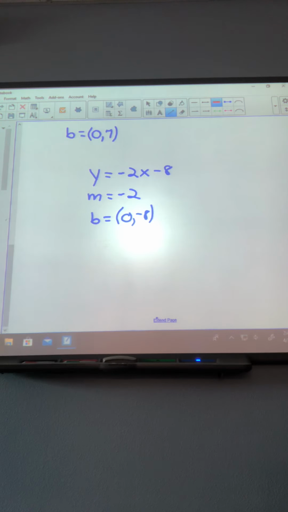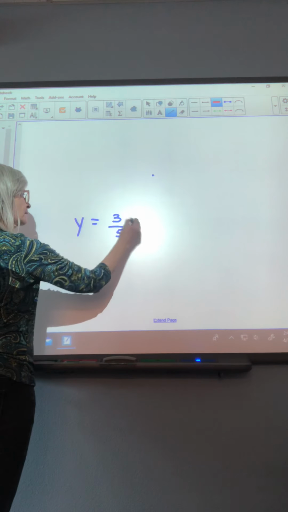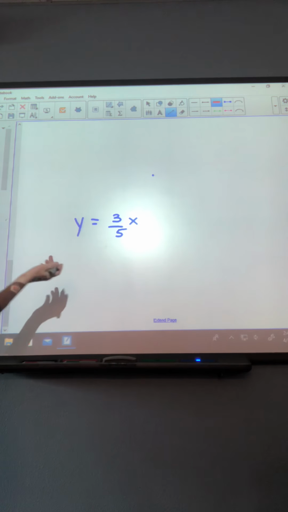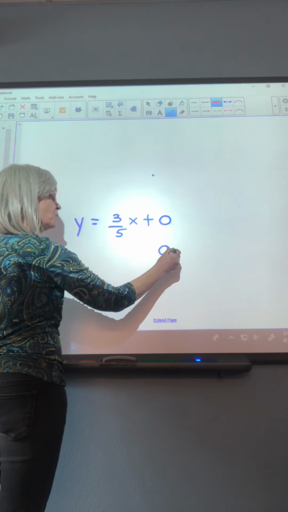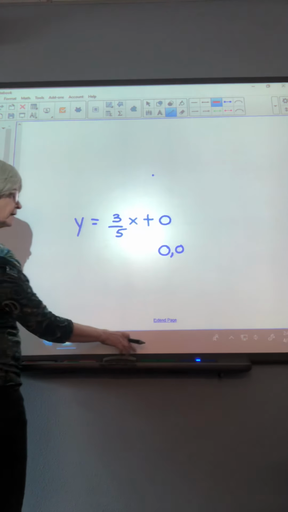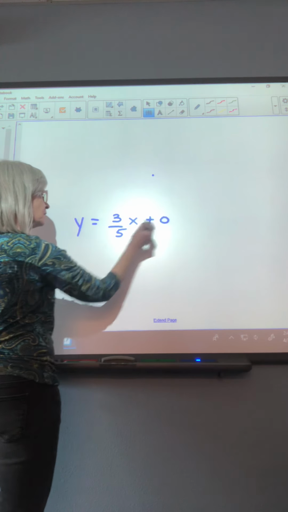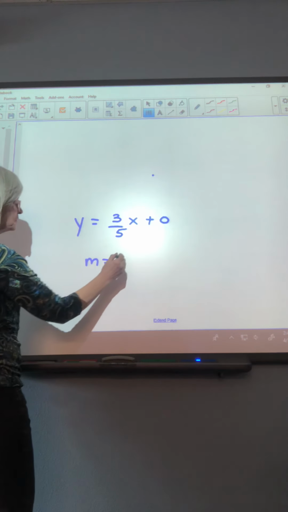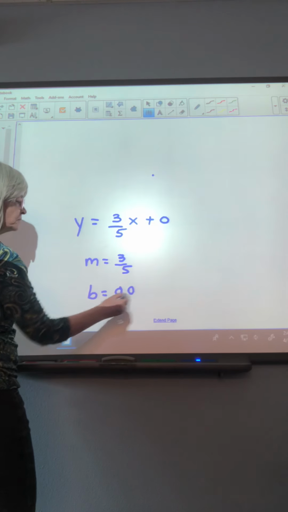Okay? All right, and let's go ahead and look at C, where we've got y is equal to 3/5 x. So you probably noticed that the y-intercept is not there. It's missing. So you have to assume when there's no y-intercept that this was a 0, which means the point would be 0, 0. Then you would have 3/5 as the slope. So you could write m is equal to 3/5, and the y-intercept, which is b, is 0, and the point would be 0, 0.